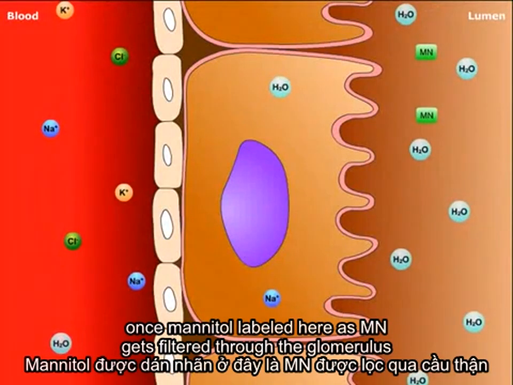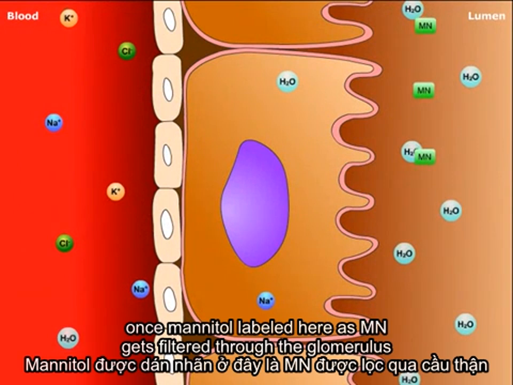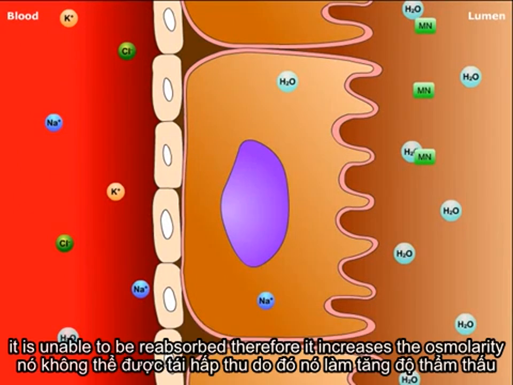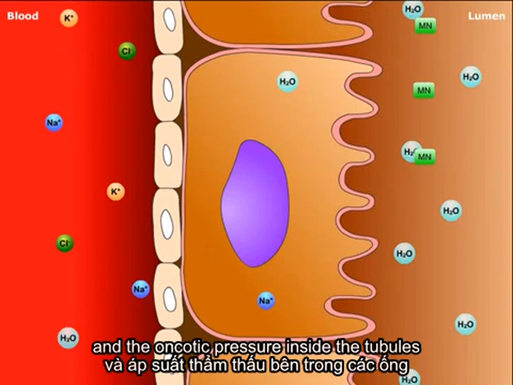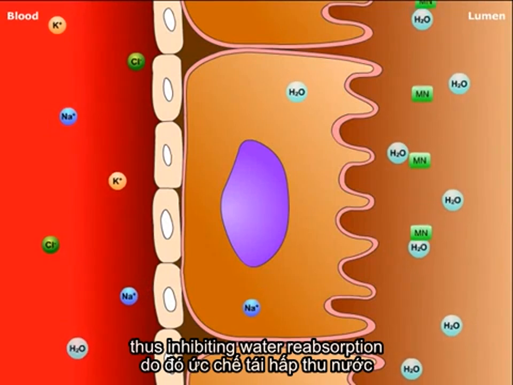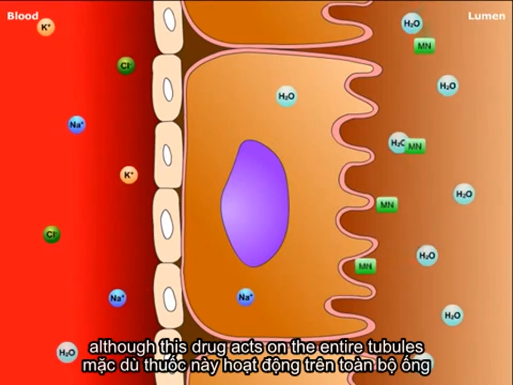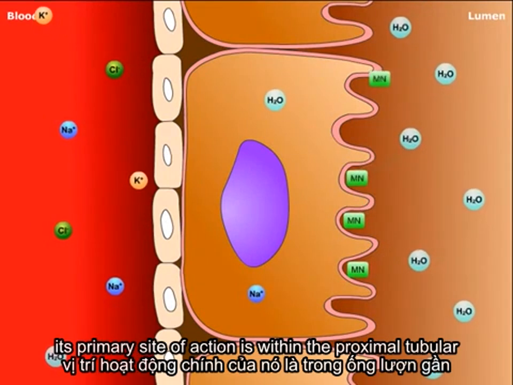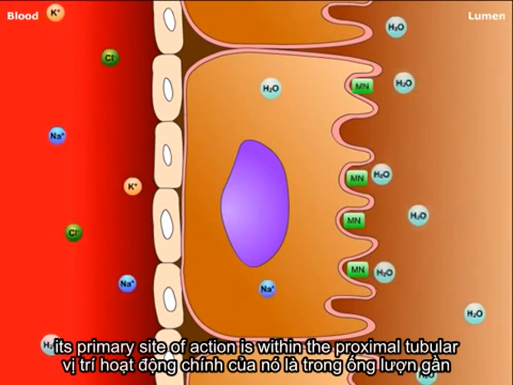Once mannitol, labeled here as Mn, gets filtered through the glomerulus, it is unable to be reabsorbed. Therefore, it increases the osmolarity and the oncotic pressure inside the tubule, thus inhibiting water reabsorption. Although this drug acts on the entire tubule, its primary site of action is within the proximal tubule.